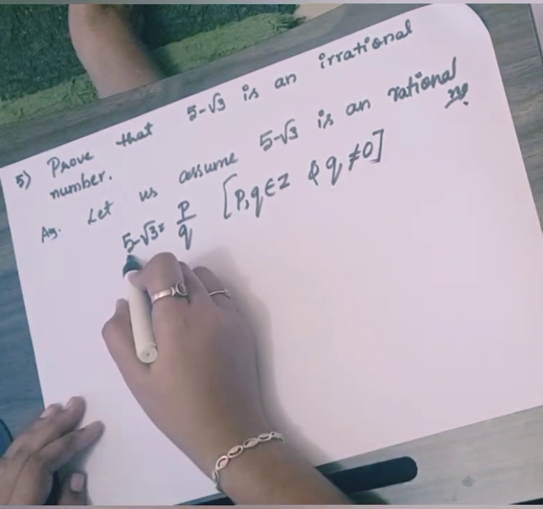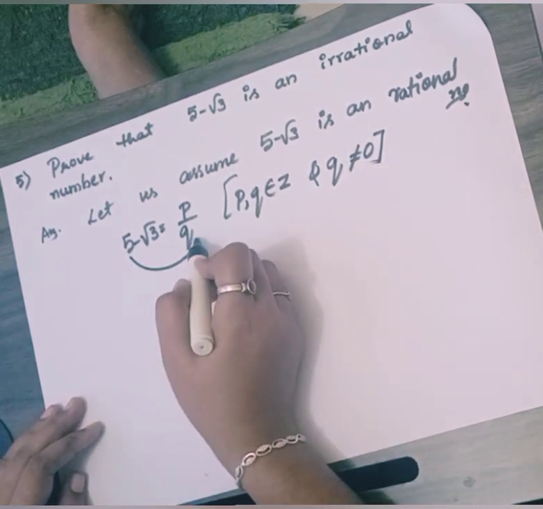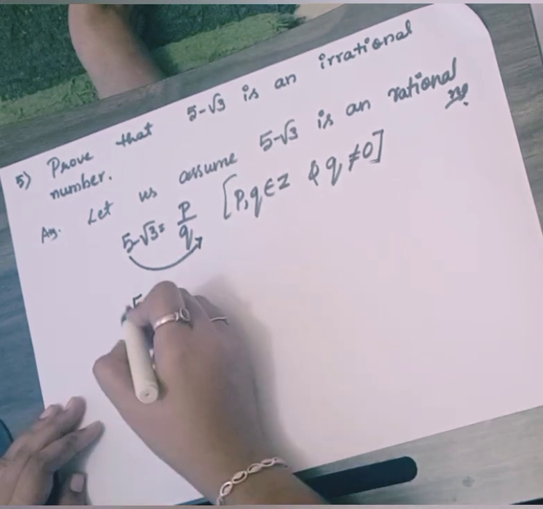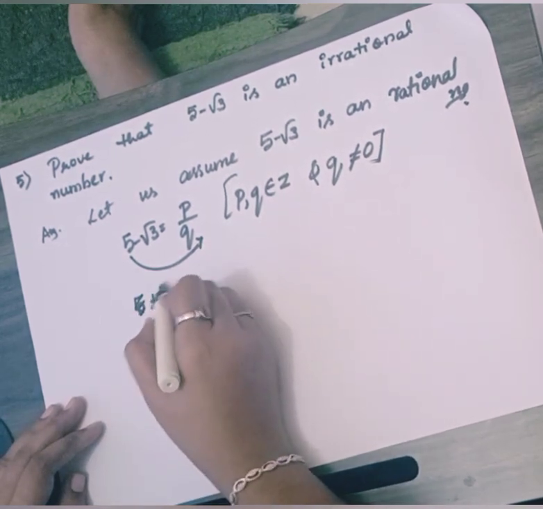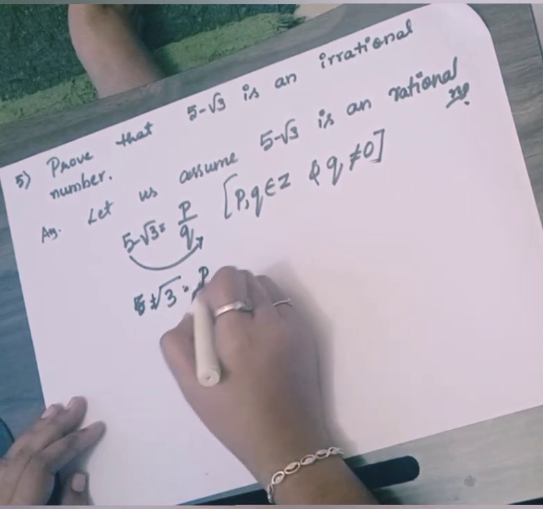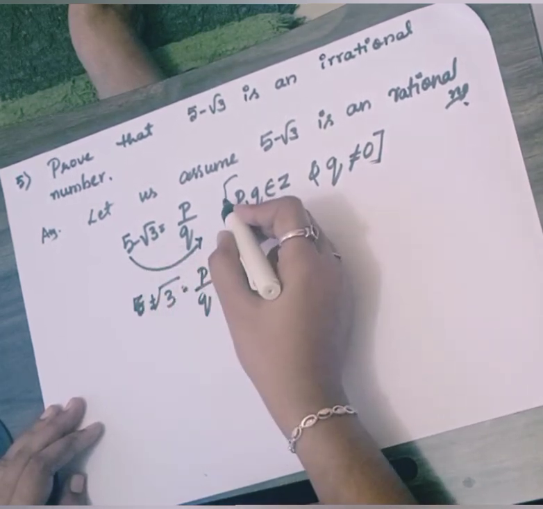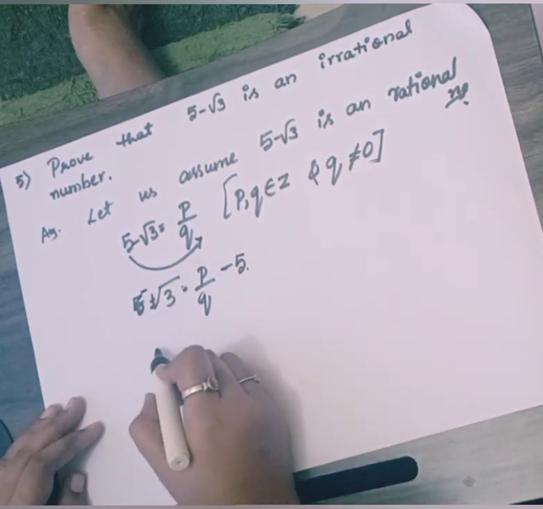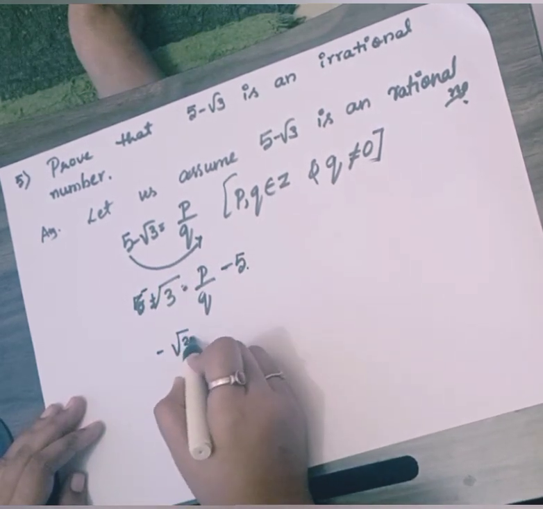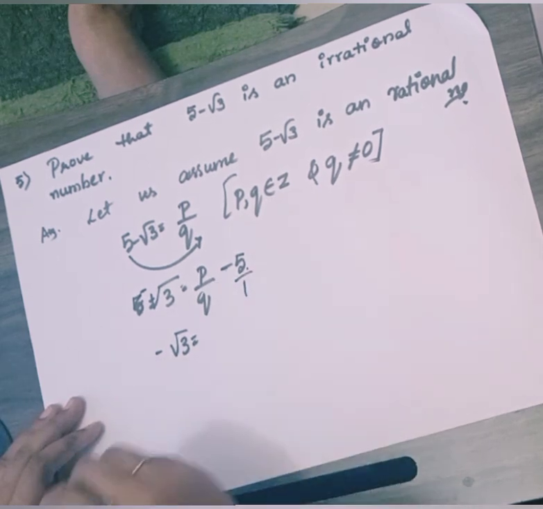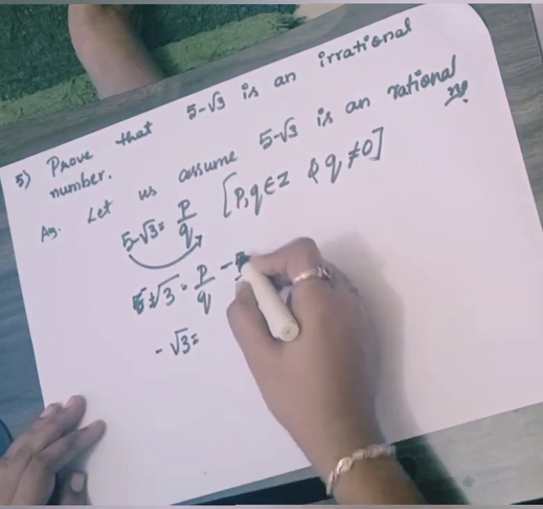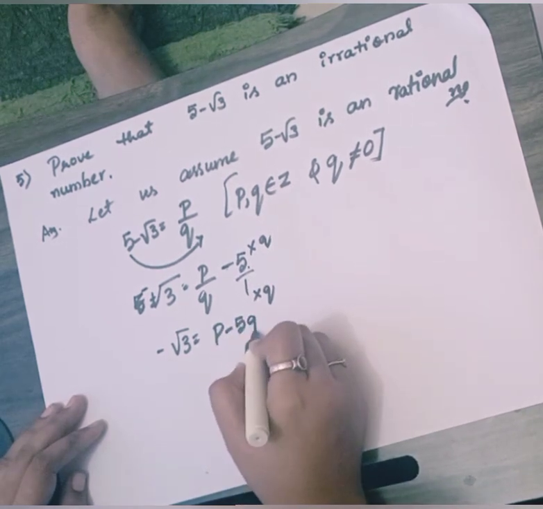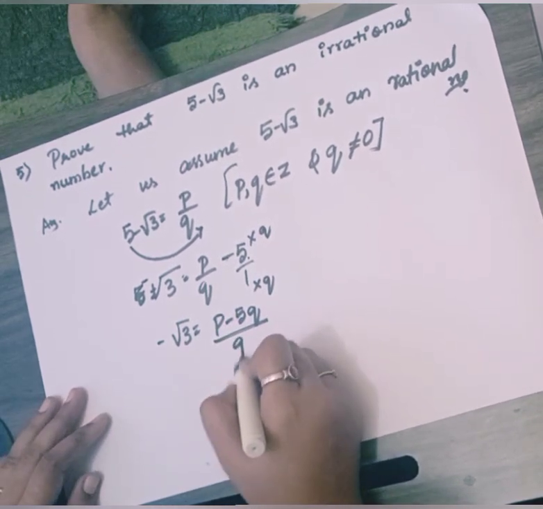Now I'll take this 5 this side. So then I'll get minus root 3 is equals to p by q, that plus this one it will become minus 5. So minus root 3 is equals to, you can observe here nothing is there, so we need to take LCM, multiply by q. I will get p minus 5q divided by q.